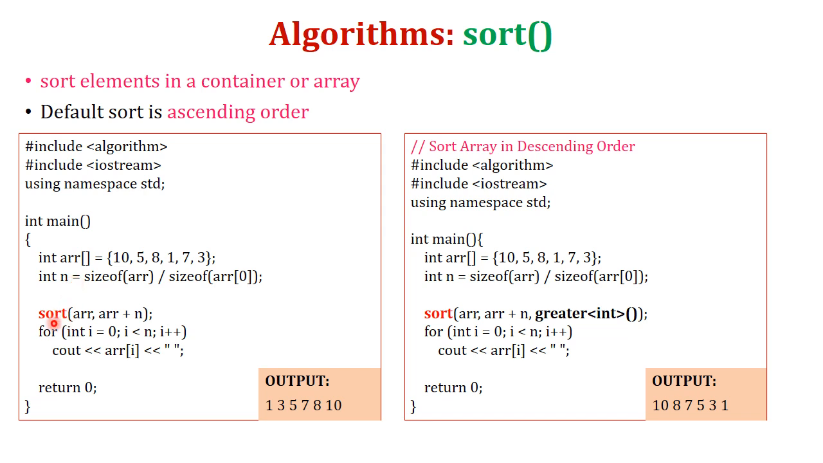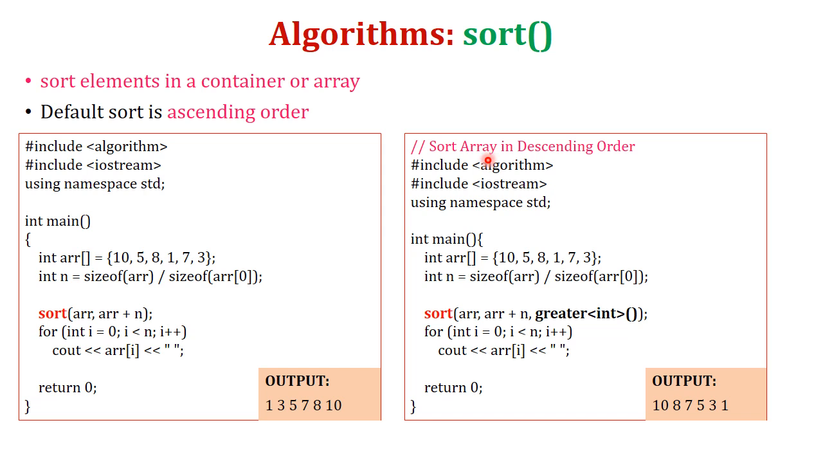So what is the sort here? Sort is the inbuilt function. First argument is the array variable, then array plus n. Now automatically it will sort in the ascending order. With the help of the for loop, we can display the content of the array here. See, it is showing in the ascending order.